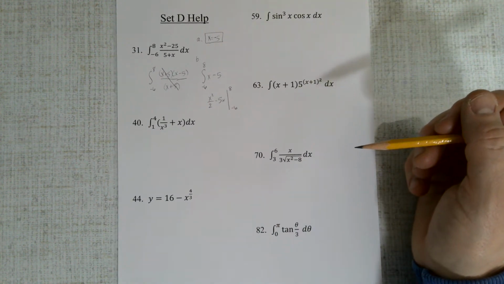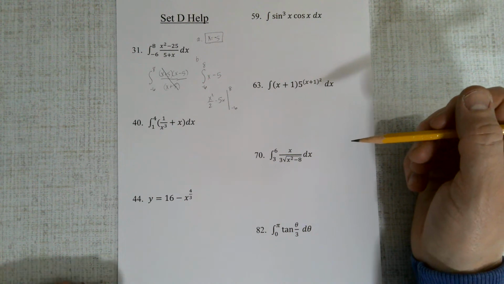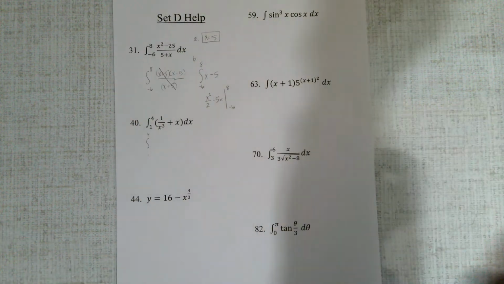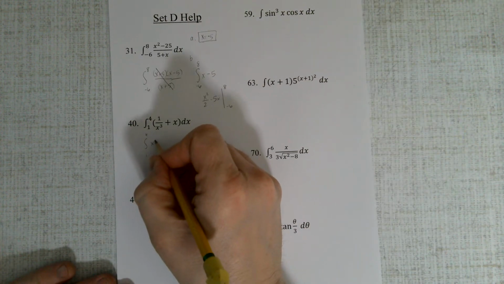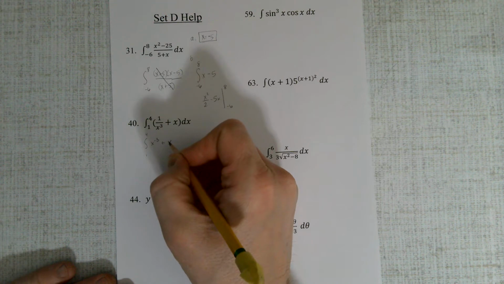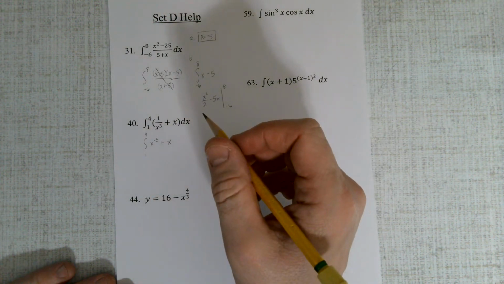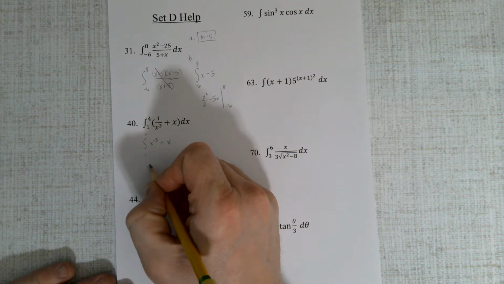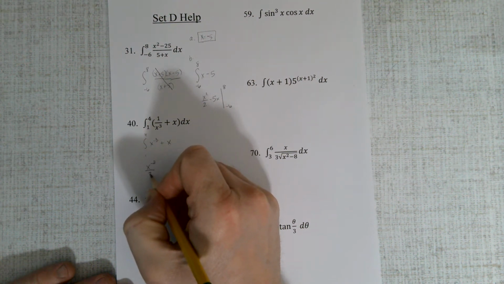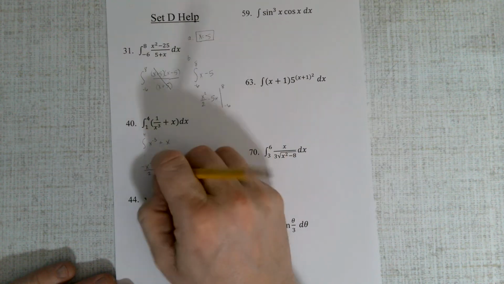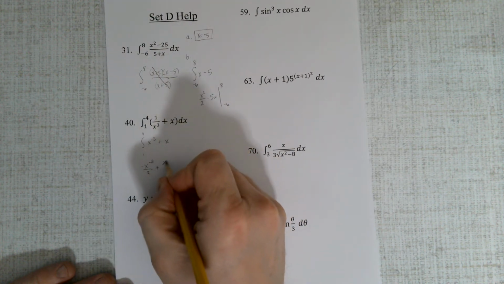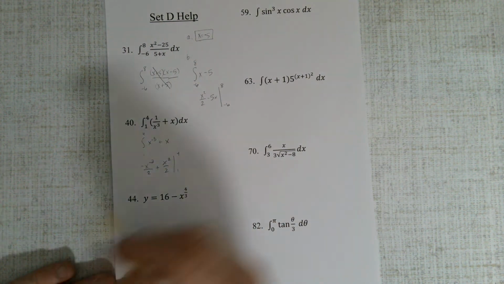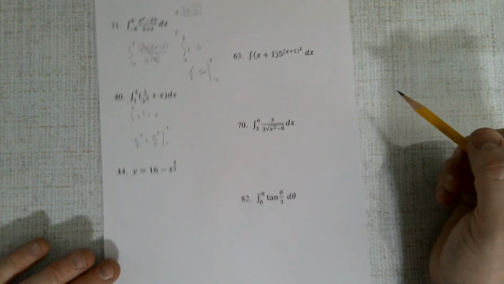Had a question on number 40. 40's easiest done if you just take this and rewrite it as x to the negative 3 plus x. And then when you integrate number 40, you add 1, so that would be x to the negative 2, divide by negative 2, plus x squared over 2. Take that, you have some work to do with fractions, but you'll get that. Or you can just do them separately if you want to and put them together.